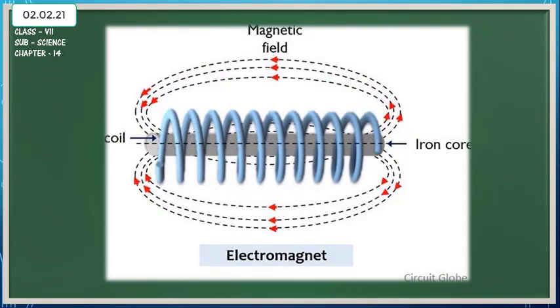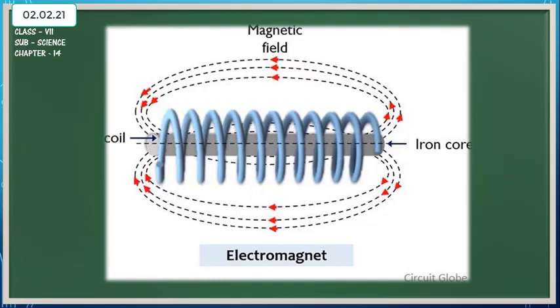And the difference between electromagnet and permanent magnet is that the permanent magnet maintains its magnetism for a long period of time, whereas electromagnets have their own magnetic field but only as long as the current is flowing through them. Once the circuit is broken, they lose their magnetism.